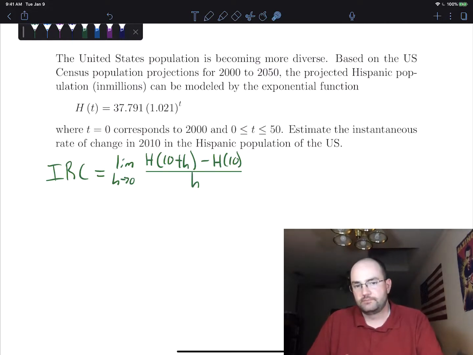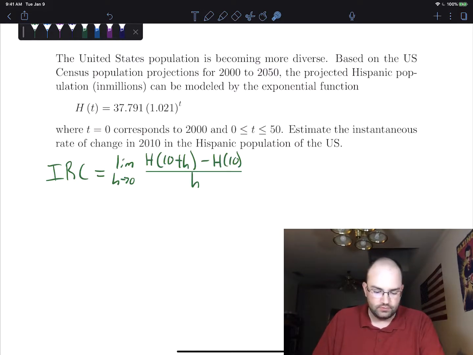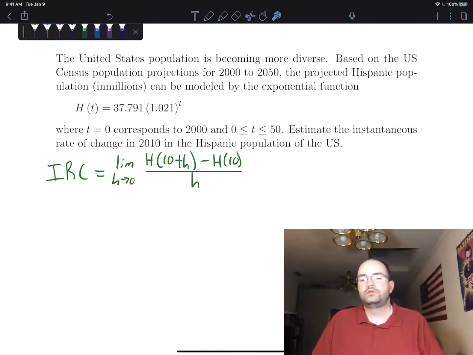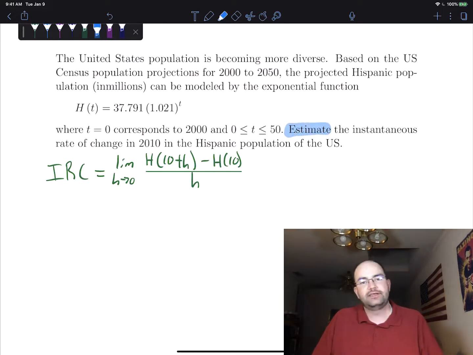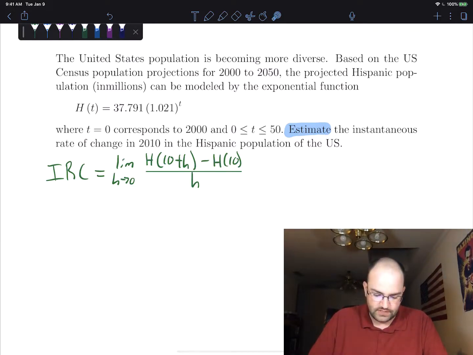But here's the thing. We don't actually have the ability right now to do this in an explicit format. What I mean by that is, algebraically speaking, you don't have the skills to do this. What we're going to do instead is estimate. That's a very important word when that comes up. We're going to estimate the instantaneous rate of change. Here's how we're going to do that. We're going to look at the limit as h approaches 0 of this entire function. But I need an expression for this.